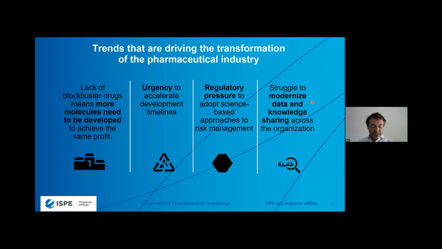The fourth trend is an important one as well: modernizing data and knowledge sharing. I think this is a general trend that, regardless of whether you use mechanistic models or data-driven models, there is always a challenge in terms of curating data, having a single source of truth, making sure there is enough metadata so that you use the data in a correct and authorized manner.